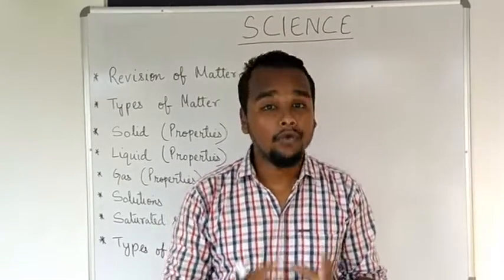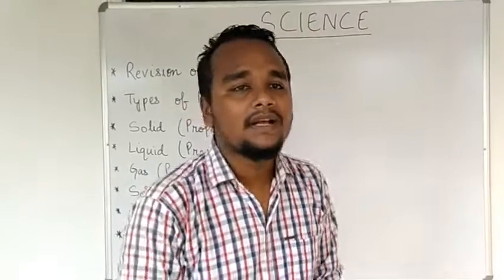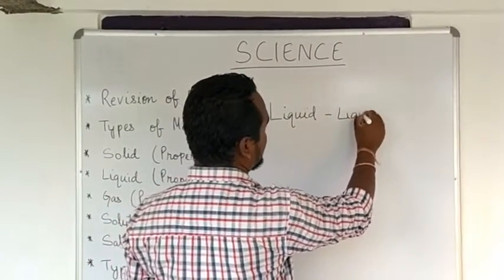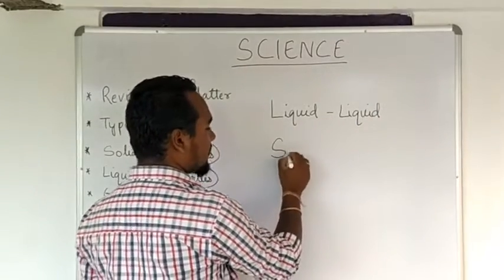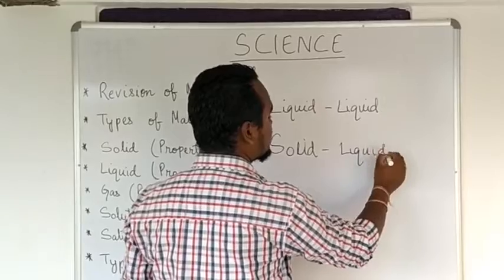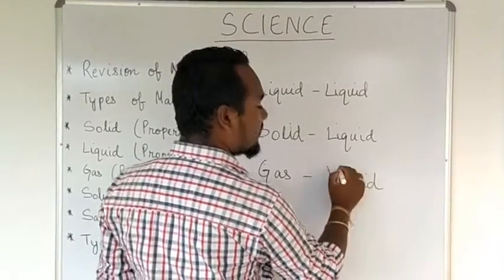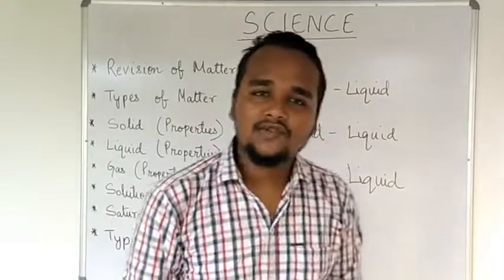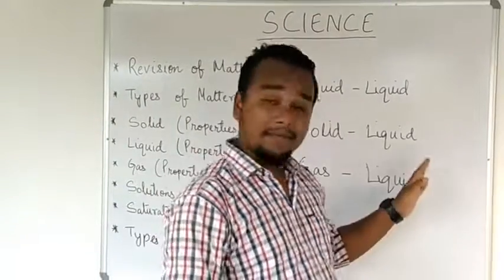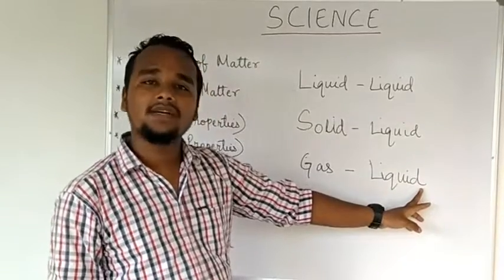Now we are going to proceed to one more new part, the types of solution. Clear? There are various types of solution. As an example, we have liquid solution. We have solid to liquid solution, and we have gas to liquid solution. Similar to that, we can have gas to solid. We can have gas to gas solutions also. Primarily we are going to discuss liquid solutions: solid to liquid solution and gas to liquid solution.